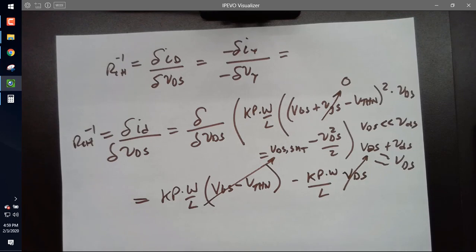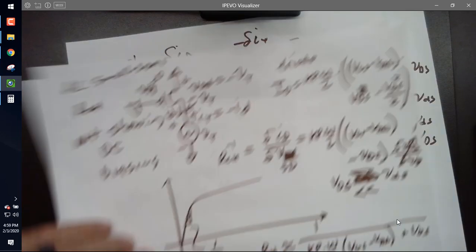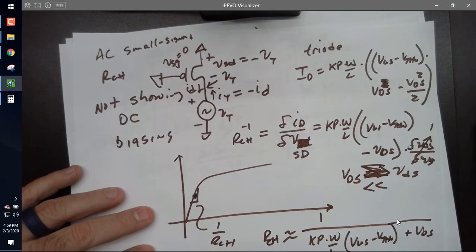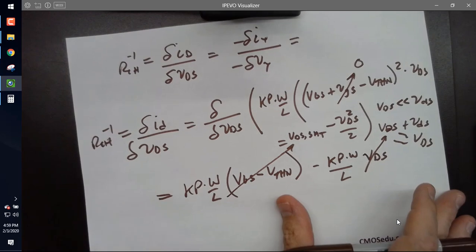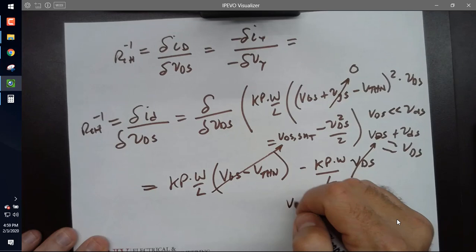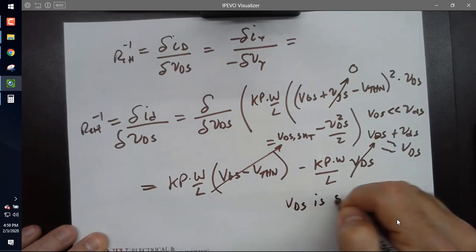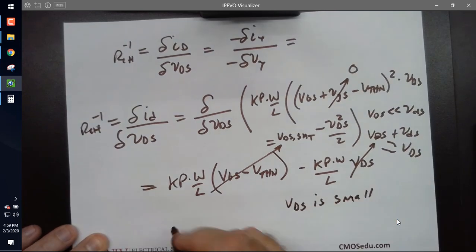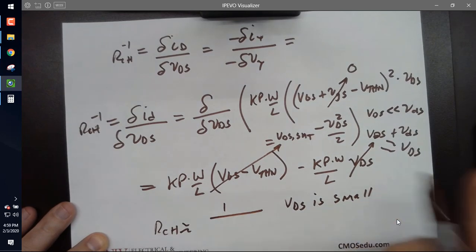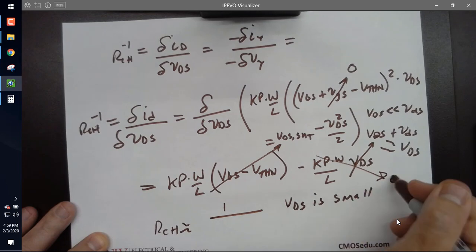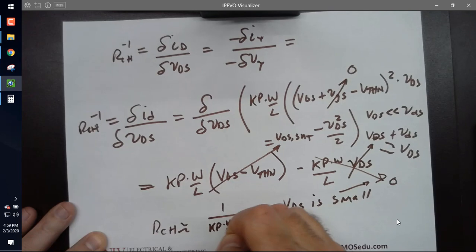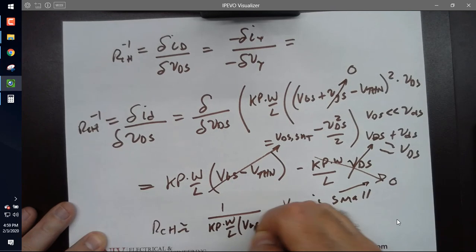Assuming that it's not wiggling a lot when I'm biased at the point, it's just moving back. I mean, I'm not turning the knob a lot relative to where I turned it on. All right, so there I go. And would you agree that if VDS is small, then our channel is approximately 1 over, then this term goes to 0. And this is just Kp times W over L times VGS minus V threshold N.